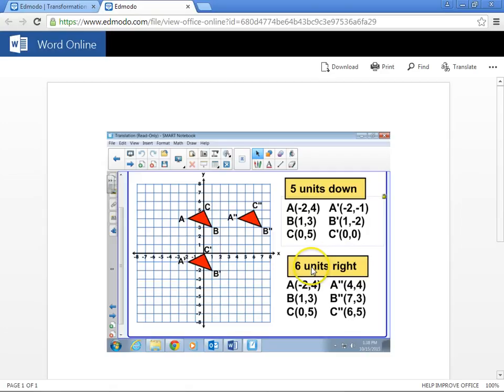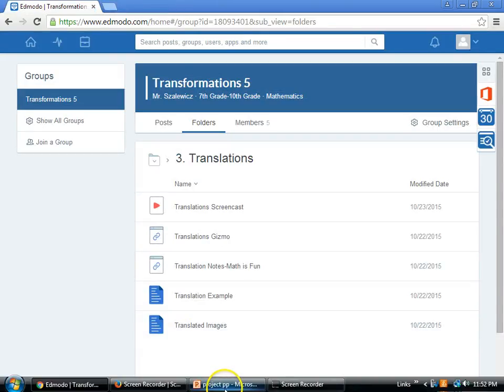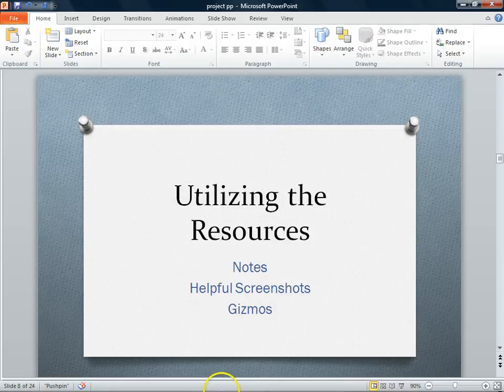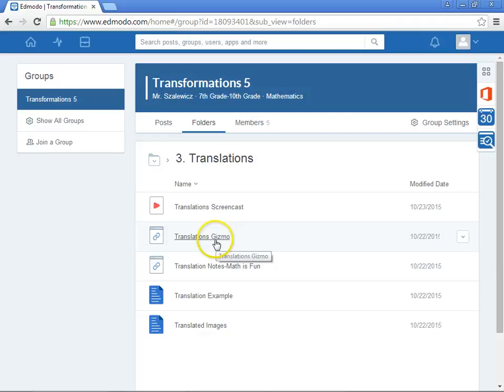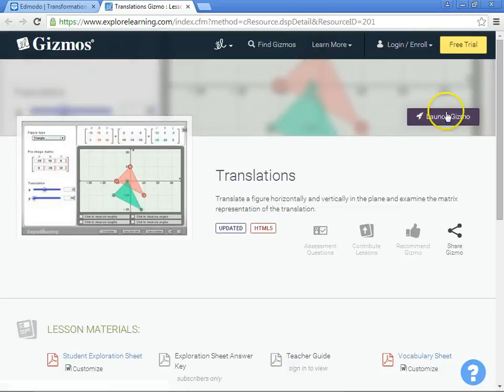And the same thing would be true of the second image, which is translated 6 units to the right. We could add 6 to all of the x coordinates and come up with our new x coordinates. And then finally the gizmo. The gizmos are unbelievably helpful and just do a great job of showing how the translations are represented.